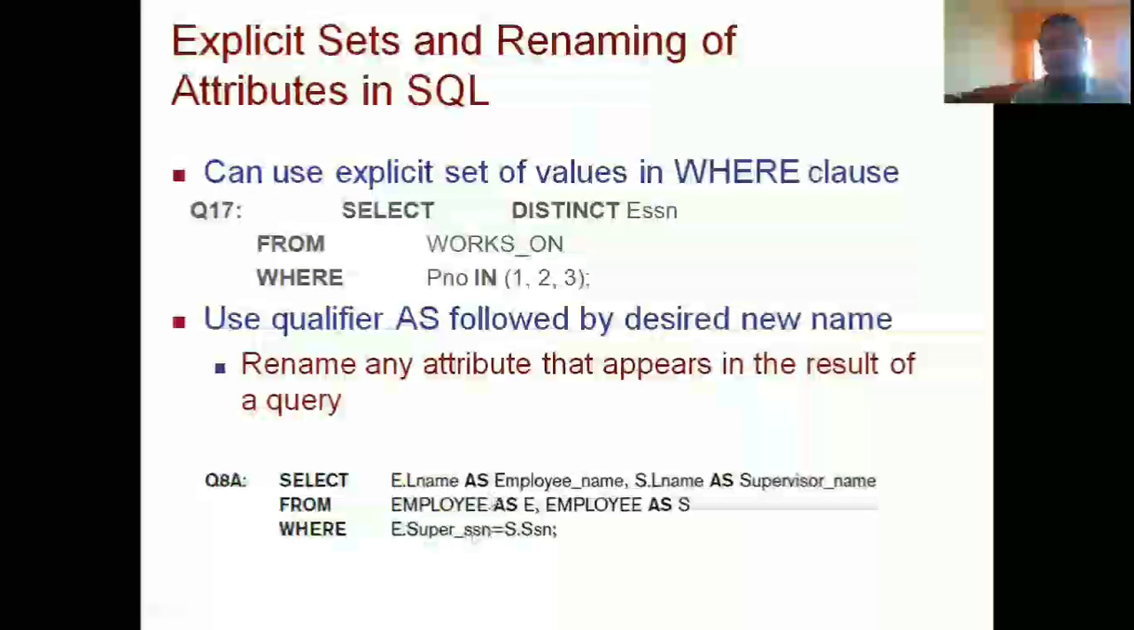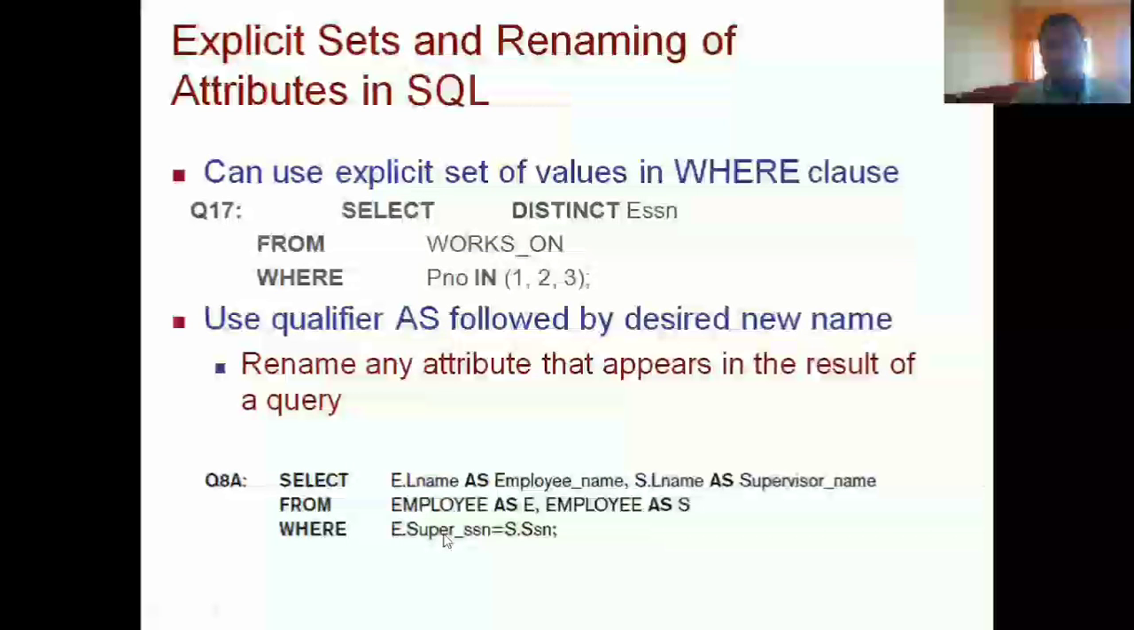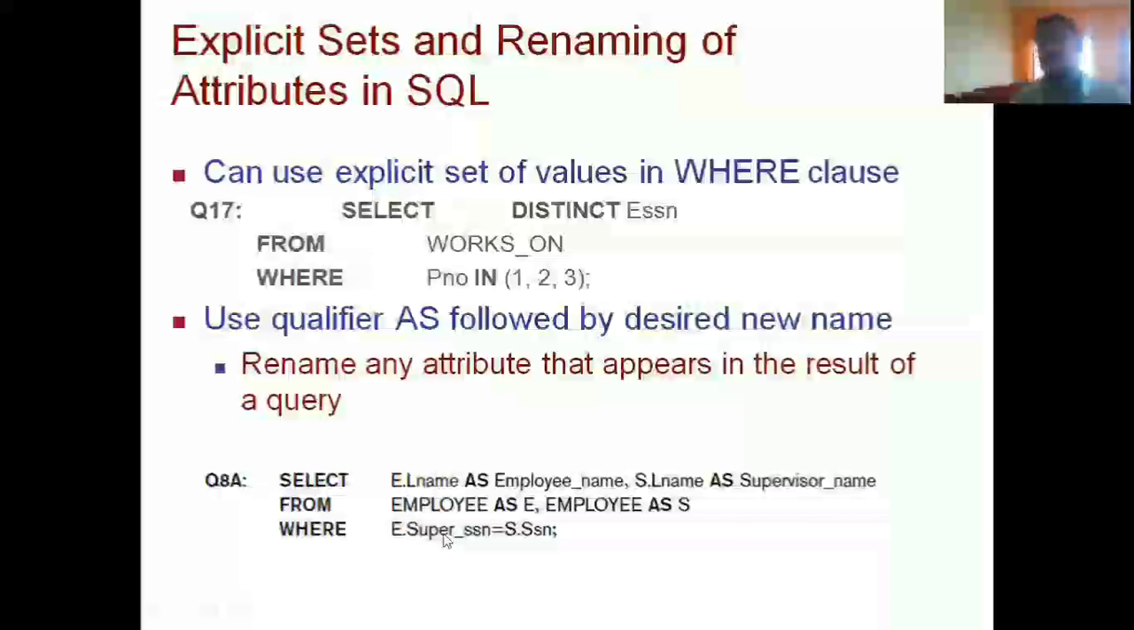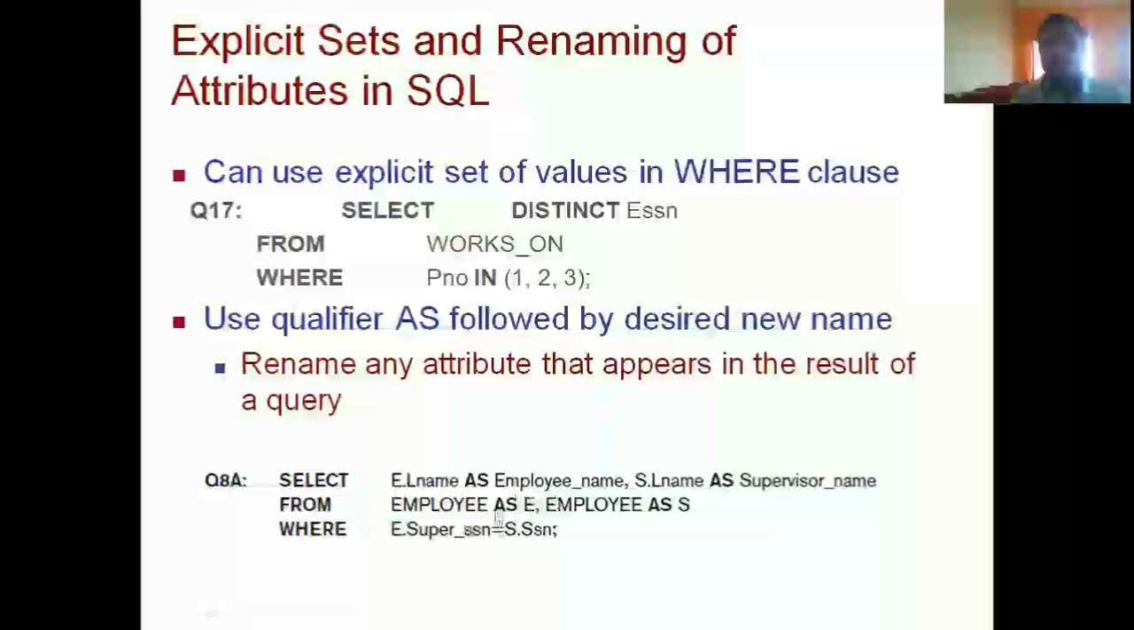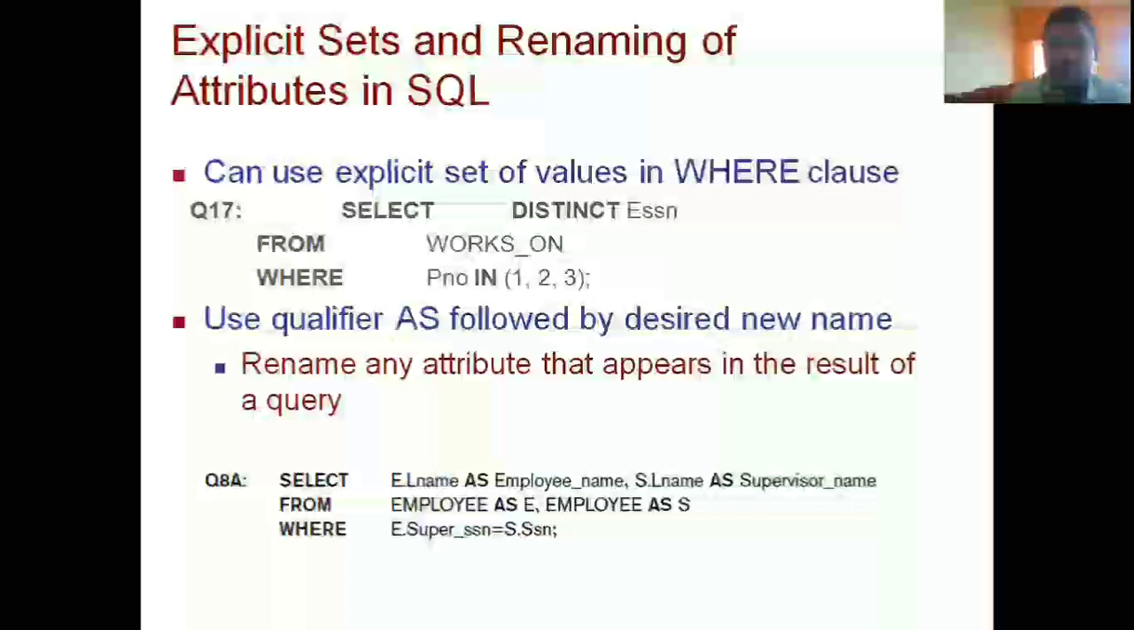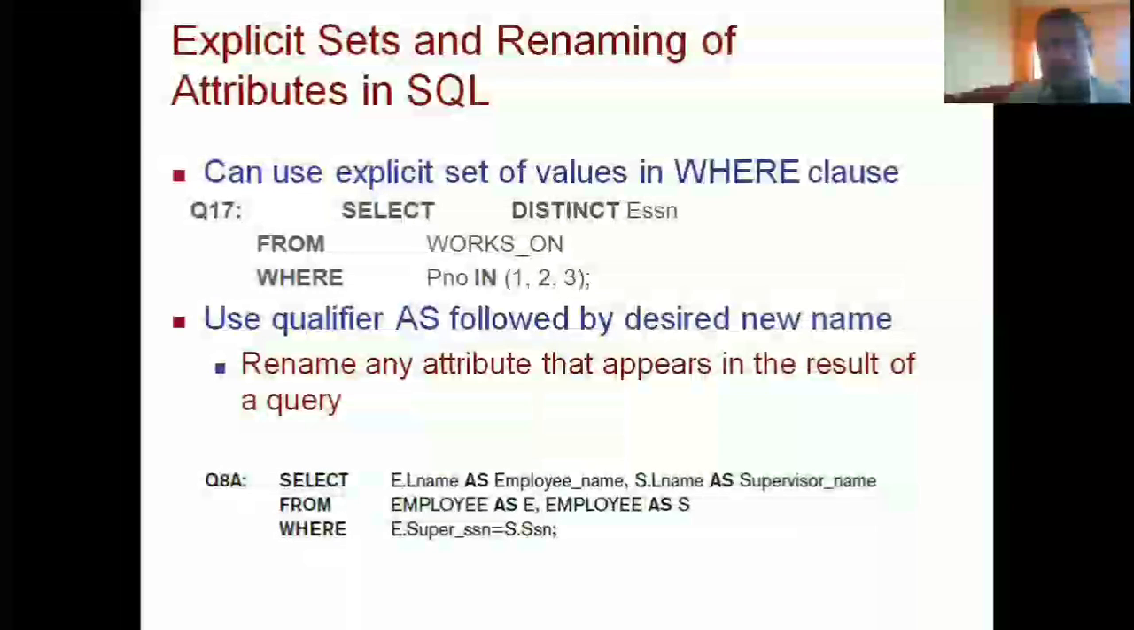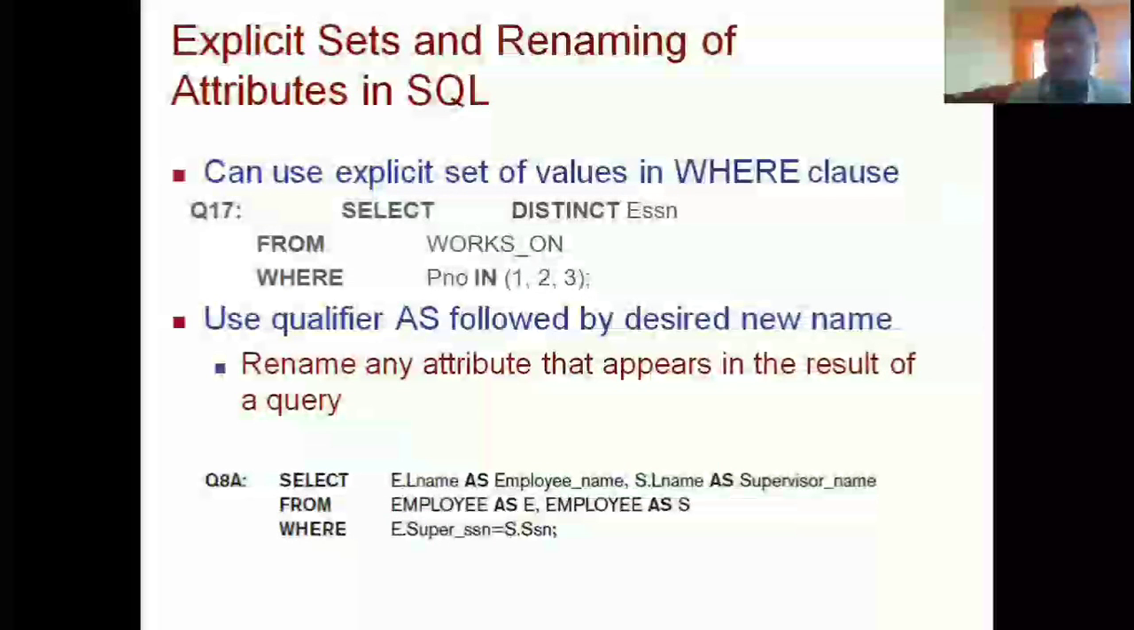This means we are renaming these relations, where the condition is E.super_SSN is equal to S.SSN. So this shows that there is no restriction once you have created the attributes; there is no condition that prevents changing them. You have the chance to change the attribute names.